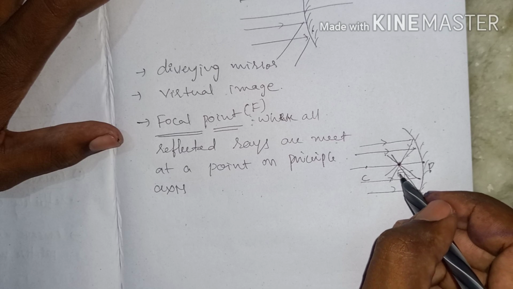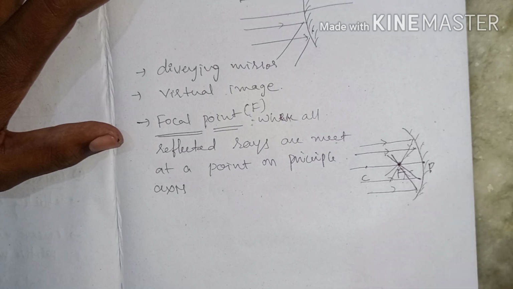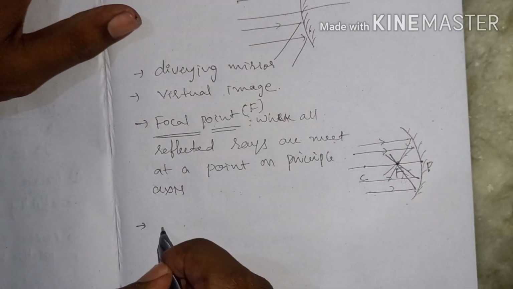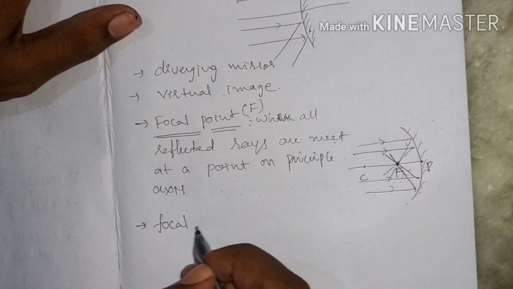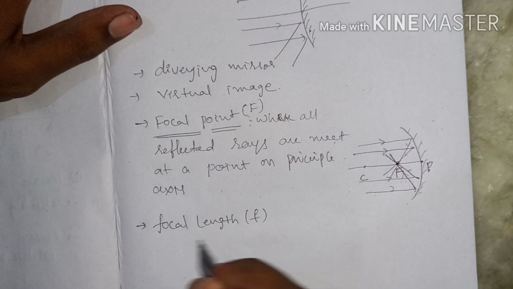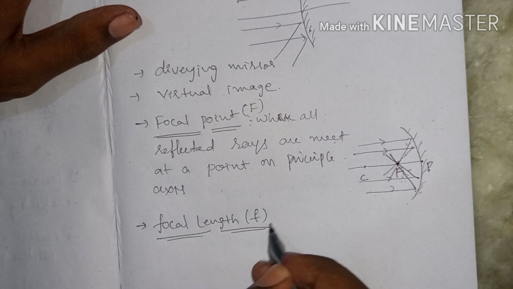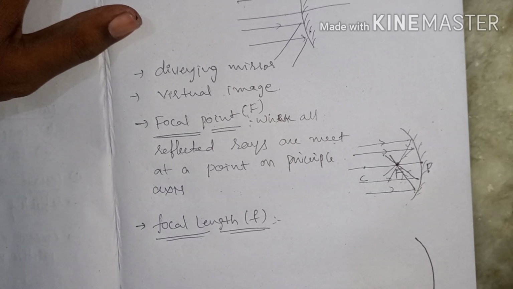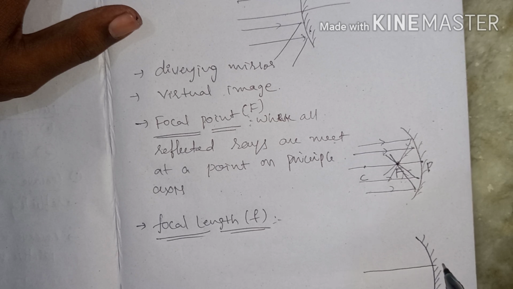Did you get it? This is the focal point. The next terminology is focal length. Focal length is indicated with a small f. We already showed you the focal point. Now, which type of mirror is it? It is a concave mirror.